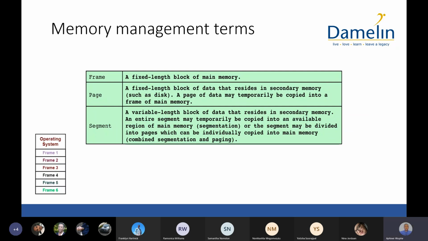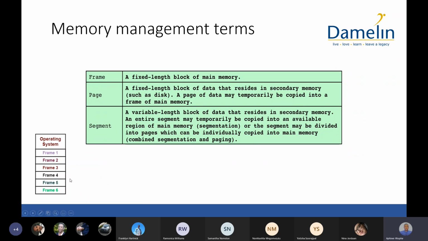So some of the key terms that are used in this topic or this study unit: a frame, a page, and a segment. So what do these terms mean? So a frame is a fixed block length of memory.